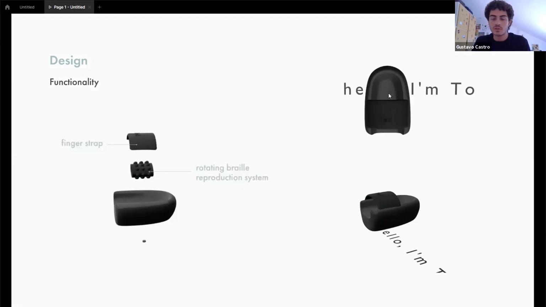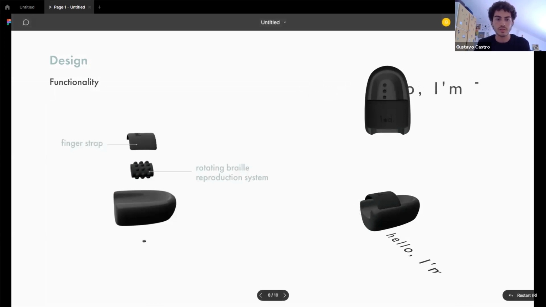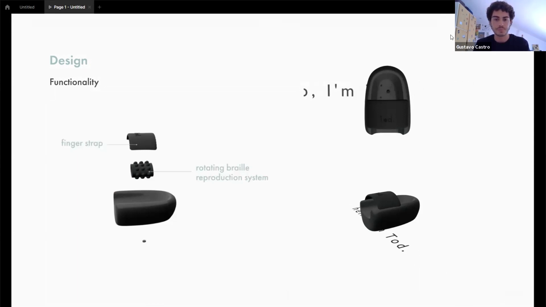When it comes to functionality, the device is very simple and very intuitive to use. The user inserts the device on the tip of his finger through this finger strap. Then there is a small scanner on the base that scans the written information, and through this rotating braille reproduction system, the device translates the information and simulates the movement of the finger, like you can see in this animation.